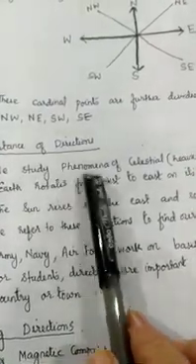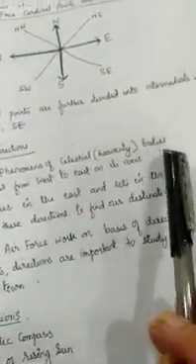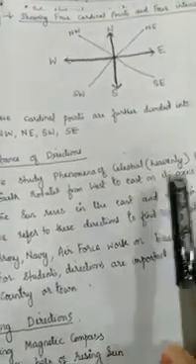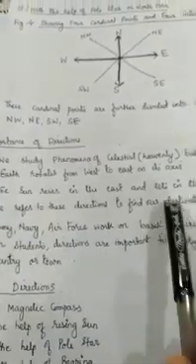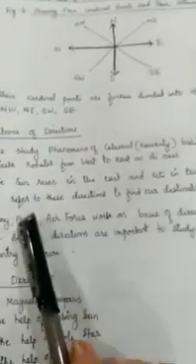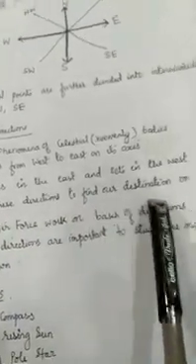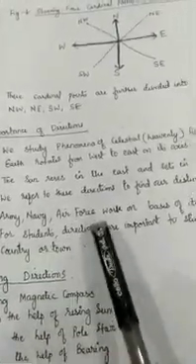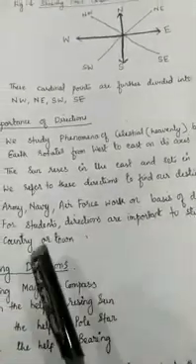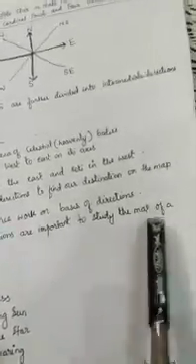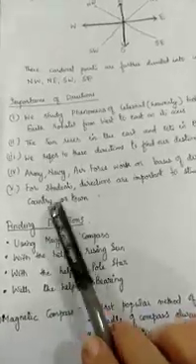Then importance of direction. We study the phenomenon of celestial or the heavenly bodies. Earth rotates from west to east on its axis. The sun rises in the east and sets in the west. We refer to these directions to find our destinations on the map. Now Army, Navy, Air Force also work on the basis of direction. So for students, directions are important to study the map of a country or town.